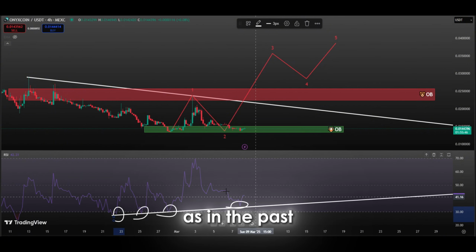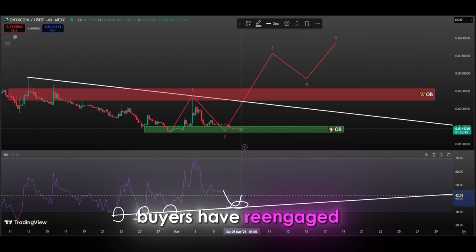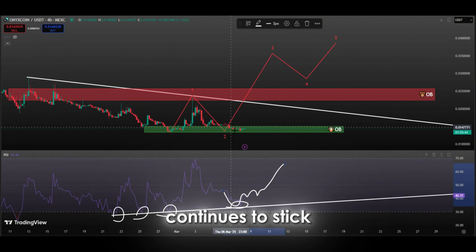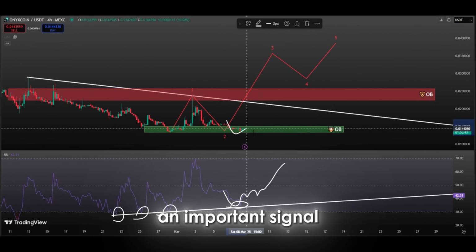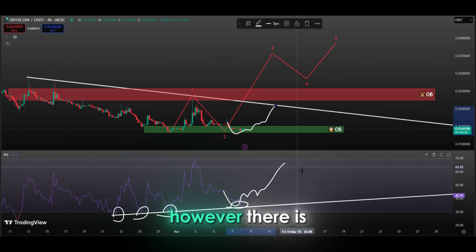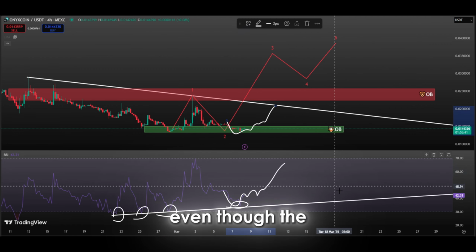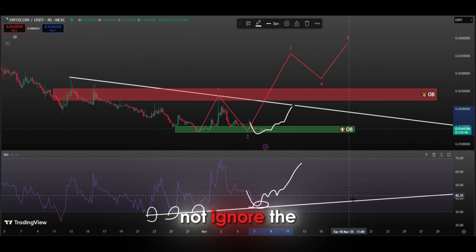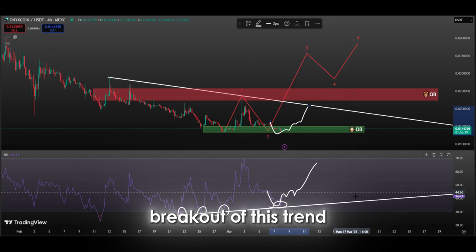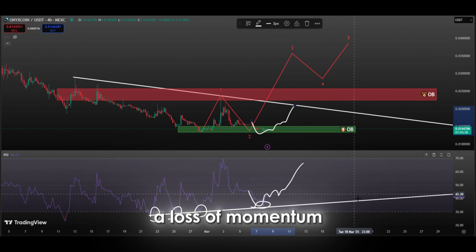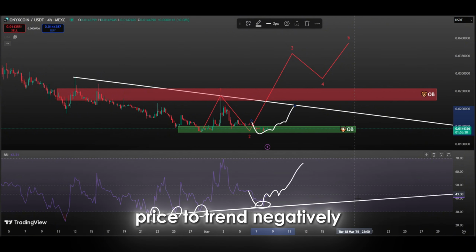This suggests that, as in the past, buyers have re-engaged and the market continues to hold this support level. If the RSI continues to stick to this trend line, it could give an important signal that the bullish potential of the price remains. However, there is a critical point to note here. Even though the RSI has successfully bounced off the rising trend line, one should not ignore the possibility of a breakout of this trend. If the RSI breaks this rising trend line to the downside, it could signal a loss of momentum and cause the price to trend negatively.